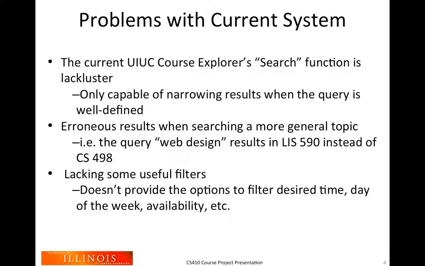Furthermore, the system also lacks overall accuracy when dealing with specific query terms. For example, when input is web design, the system returns GOUR 199 and LIS 590, two completely unrelated courses. Additionally, as you may have noticed earlier, the current search system also lacks more useful filters, such as day of the week, desired time, availability, and so on.